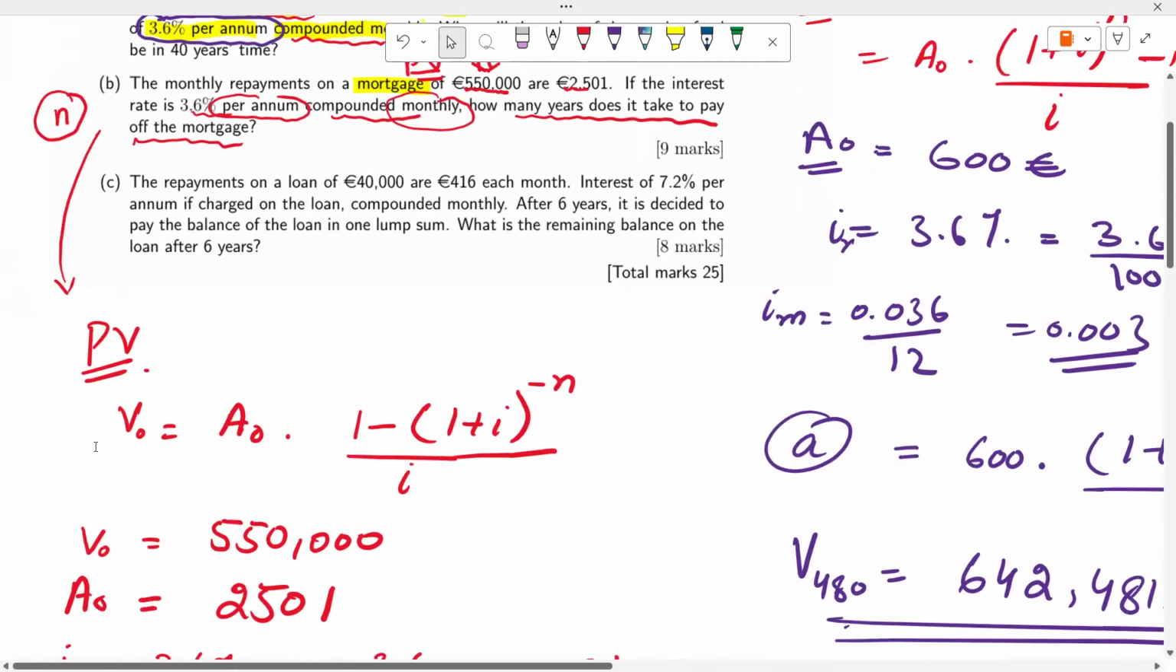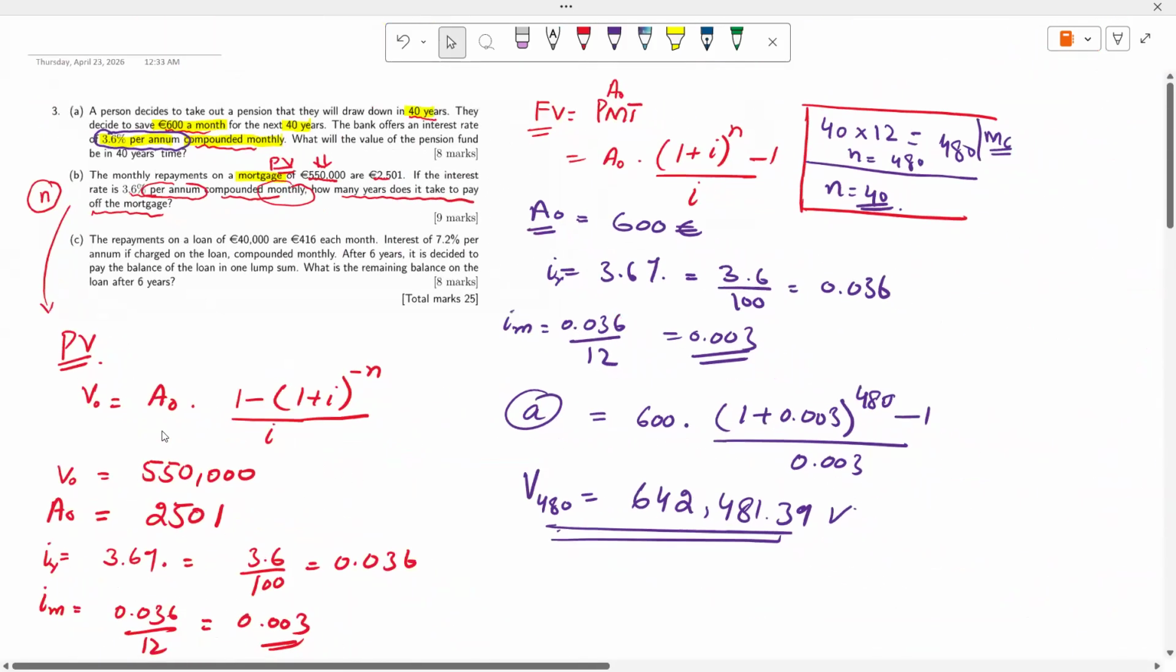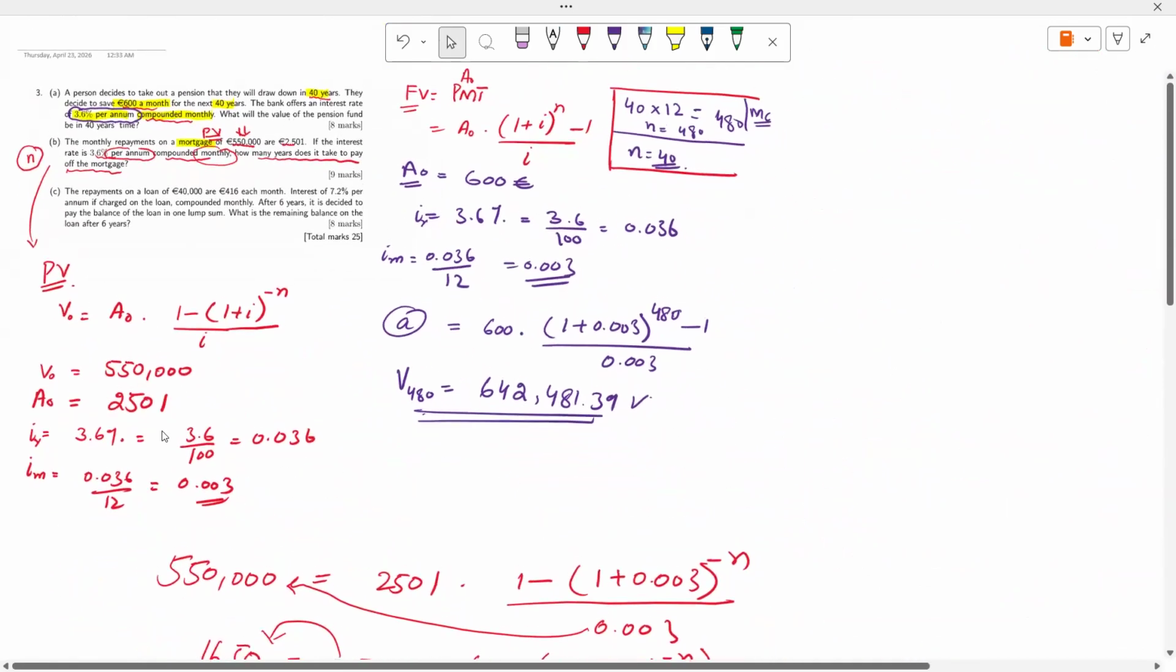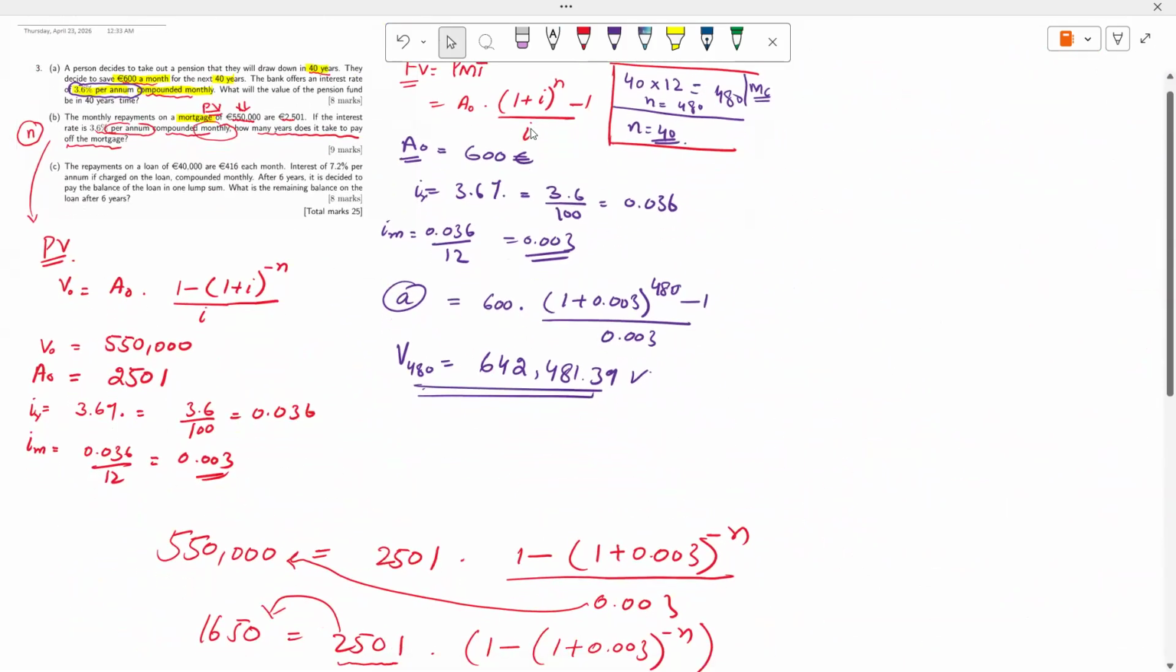The repayments on a loan of 40,000 euros are 416 each month. Interest of 7.2 percent per annum is charged on the loan, compounded monthly. After 6 years, it is decided to pay the balance of the loan in one lump sum. What is the remaining balance of the loan after 6 years? That's an interesting part, and I want you to be very careful about this one.